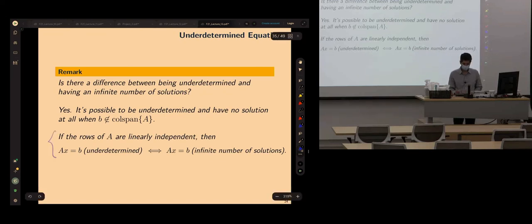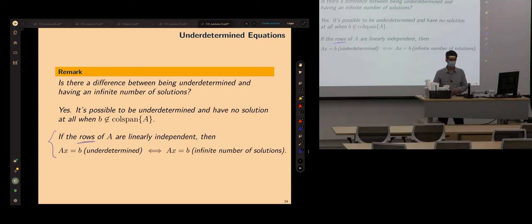But we do have this condition that if rows of A are linearly independent, not columns, rows, for underdetermined systems, we have an infinite number of solutions. The next chapter might shine some light on this when we talk about the rank of a matrix.